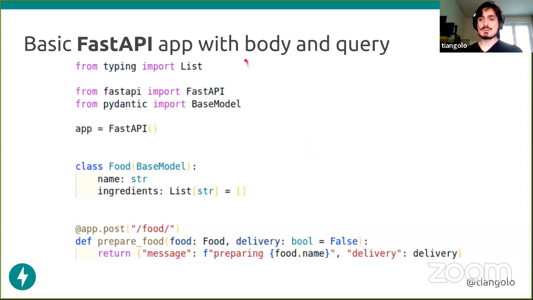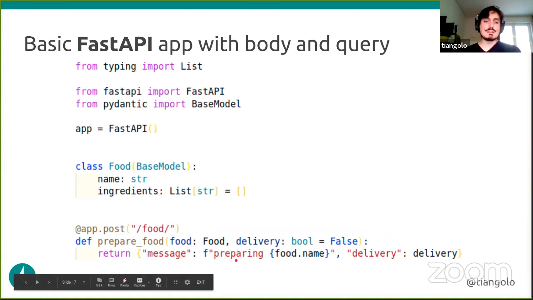Now let's say that we want to declare a body together with a query parameter. We can declare all this in the same function, in the same path operation of the same endpoint. We just do the same. We declare a food, which is of type Food, but now we add another parameter to this function. This is going to be delivery, which is of type Boolean, and by default it's false because it has a default in the function. Then it's not required, and we can just use it internally.